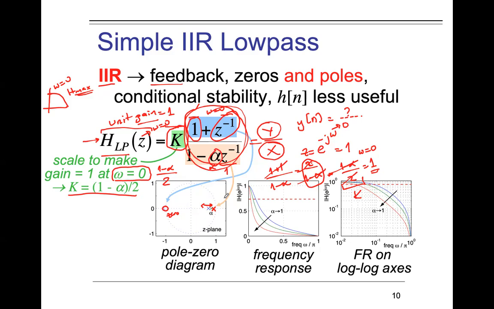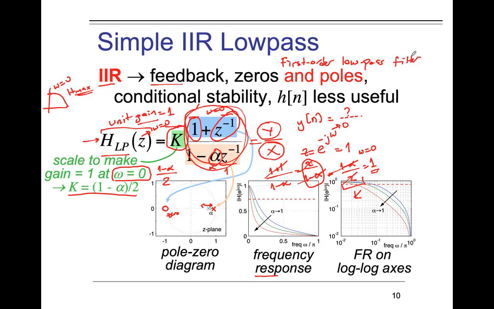What is the effect of changing the pole? It will change my frequency response. It will be a totally different filter. I am trying to design such a filter for my own specifications by changing alpha. This is a first order IIR filter, a first order low pass IIR filter.